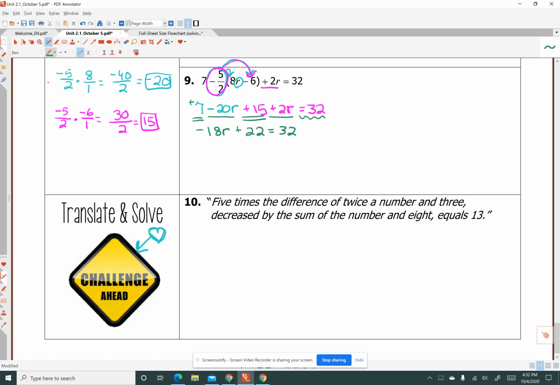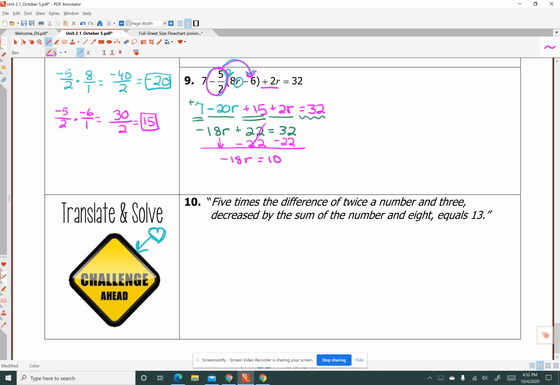Okay, new color. We have this -18r. We'll save that. We'll get back to that in a minute. Let's move this 22 to the other side of the equation. First, you're isolating this term with the variable, and then we will isolate the individual variable. So the opposite of adding 22 is subtracting 22. And whatever we do to one side of an equation, we'll do to the other. Positive 22 minus 22 makes 0. And let's bring down our -18r equals 32 minus 22 is 10.